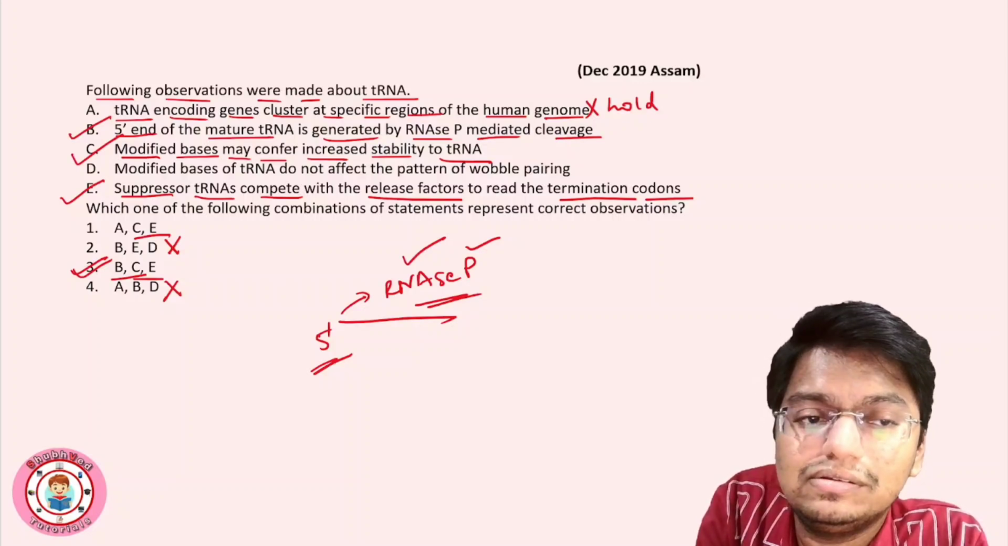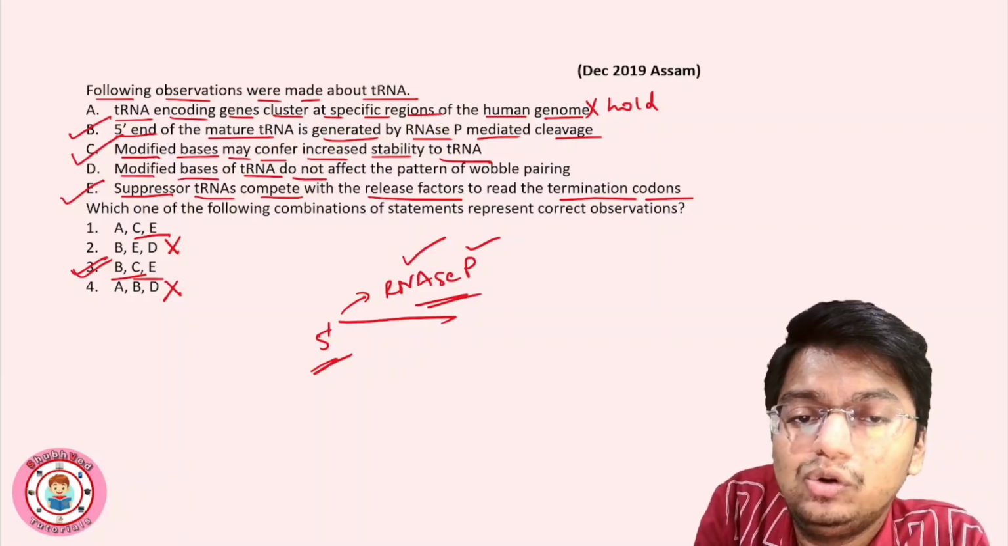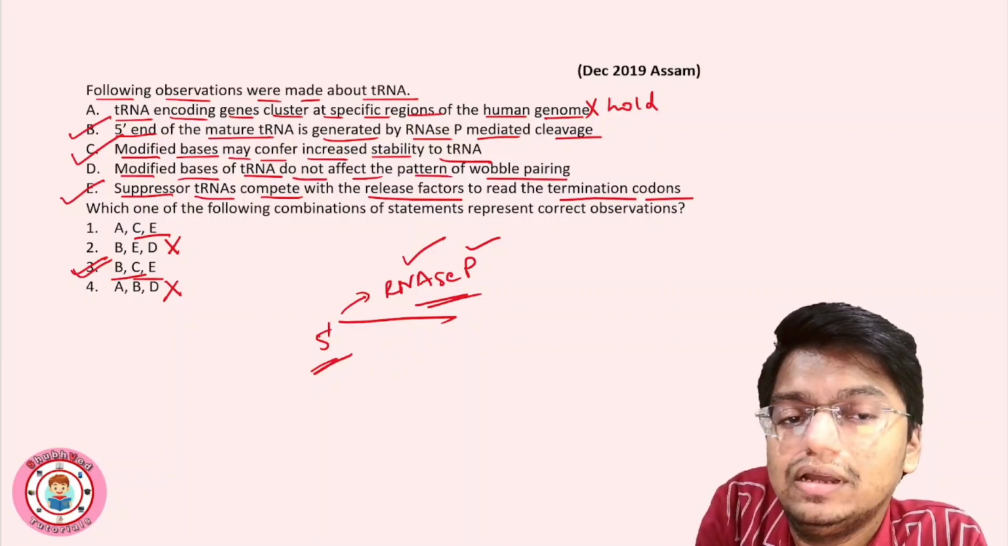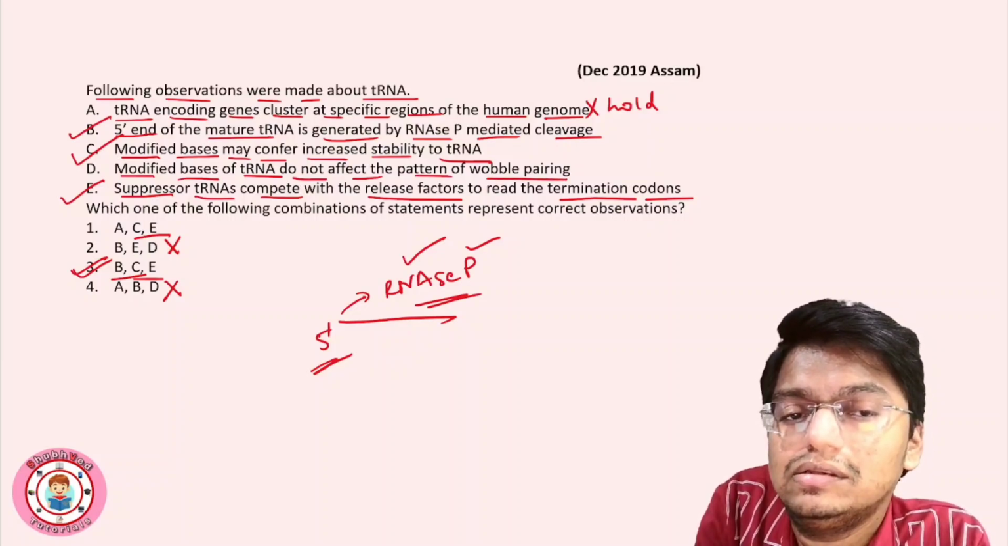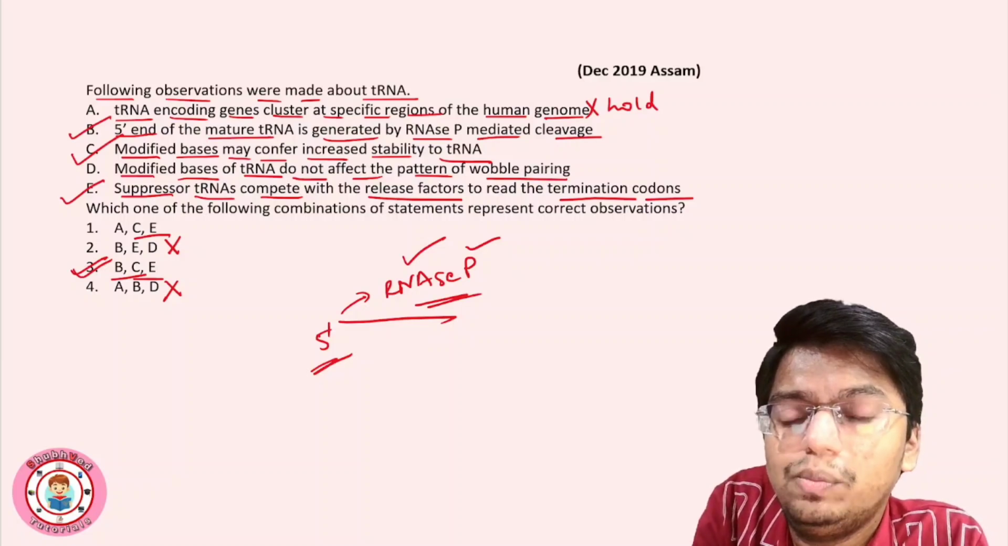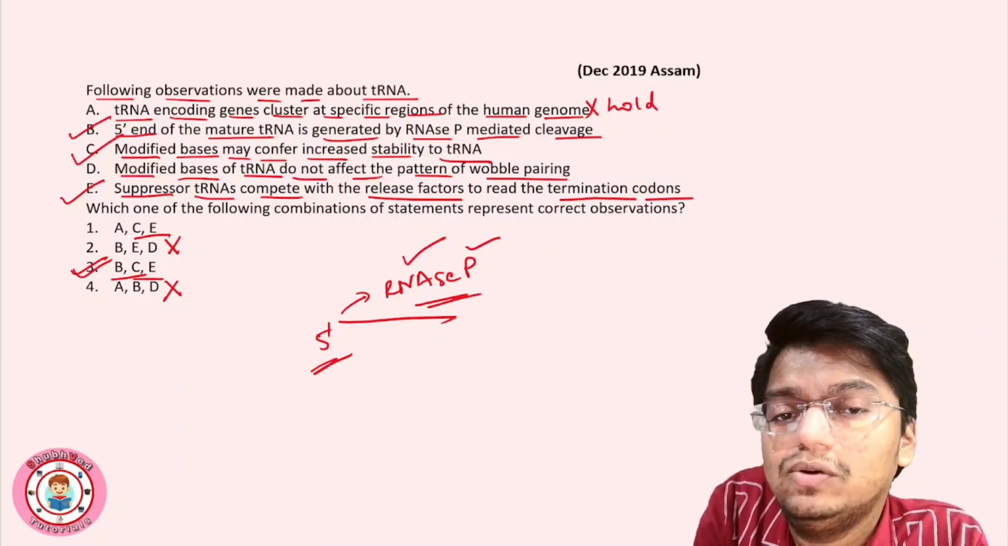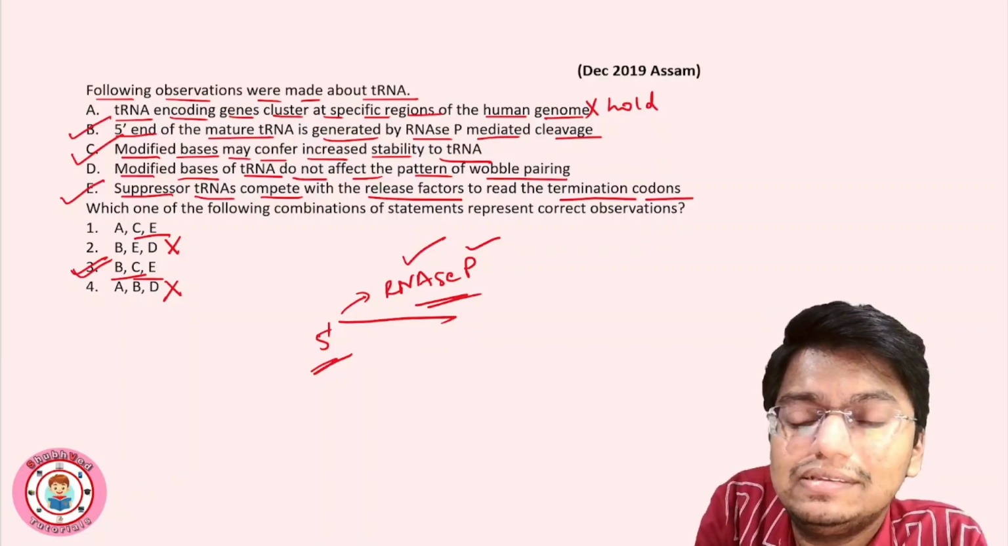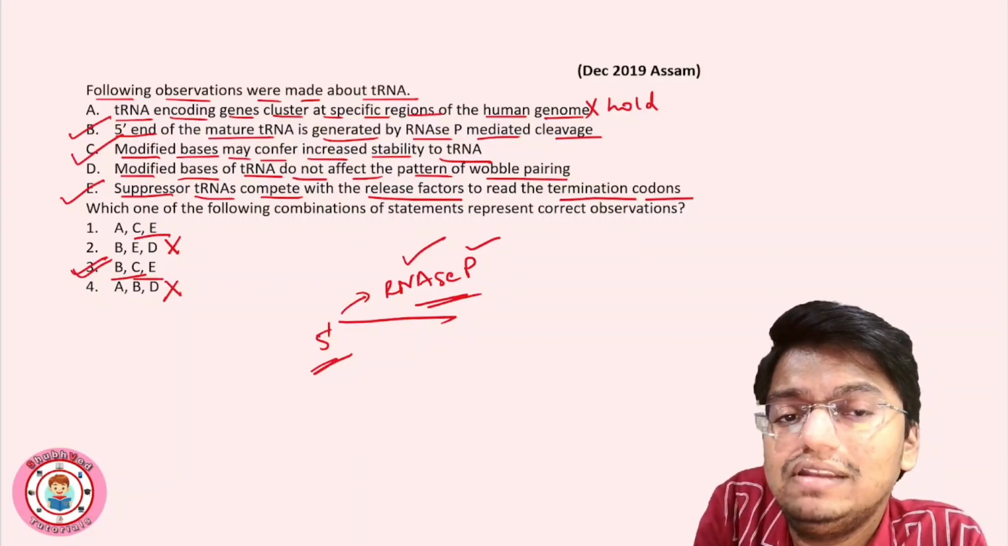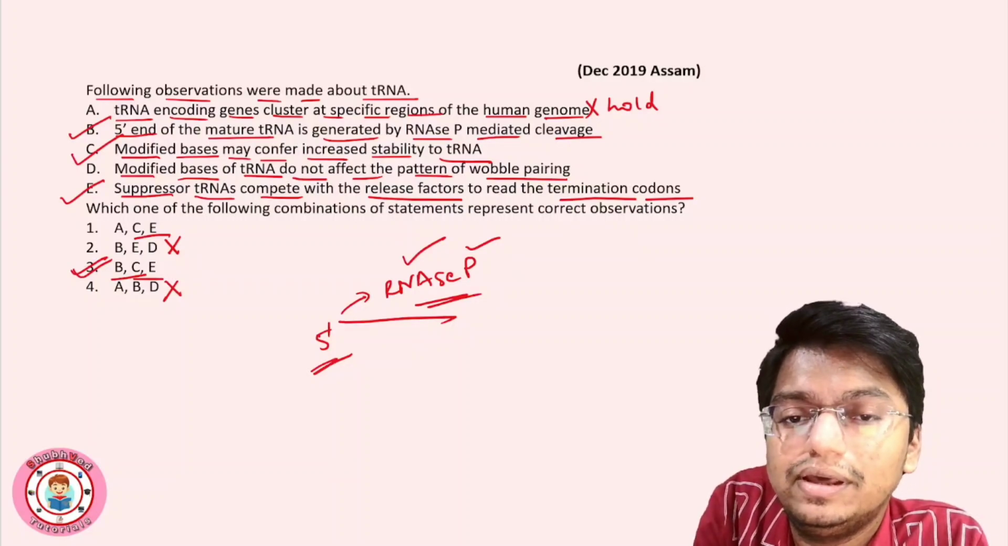They will not be present in one region only; they will be present in multiple regions. And if we see option D: modified bases of tRNA do not affect the wobble pairing. The statement says pairing is not affected by modified bases, which is obviously wrong, because wobble pairing will be affected if the bases are modified.